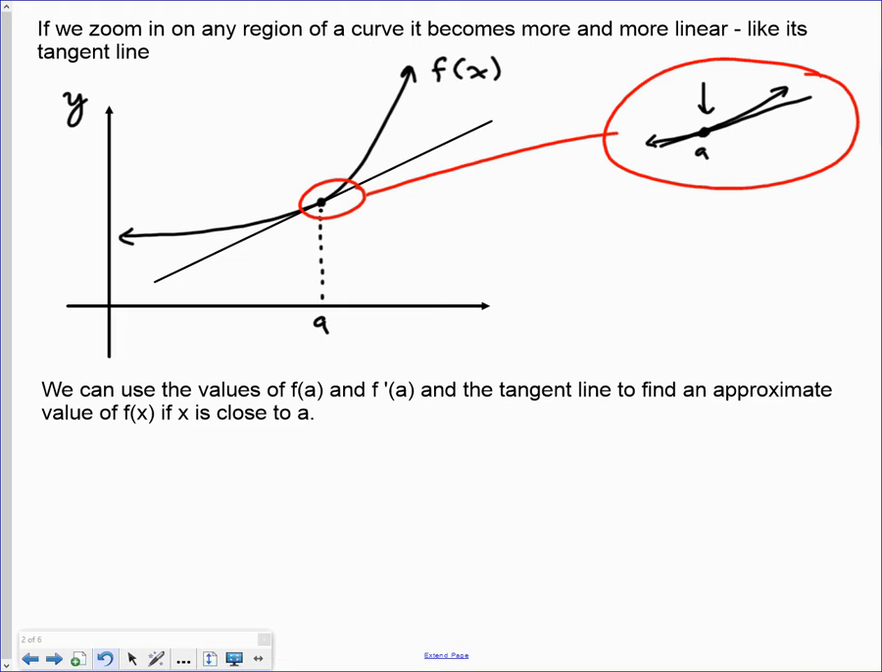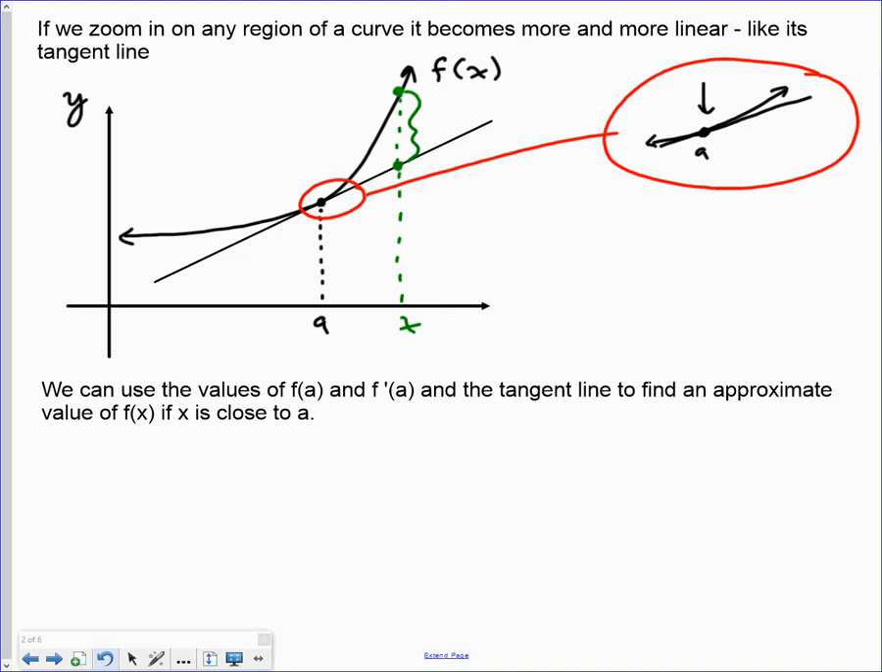So the idea behind tangent approximation here is we can take the values of f at a and f prime at a and use them to find the equation of the tangent line, and then use that equation of the tangent line to find an approximate value of f at x if x is close to a. So we don't want to do this in cases where our x value is way over here, because in this case you can see that there's a large difference between the value that we would get from using the function and the value that we would get using the equation for the tangent.